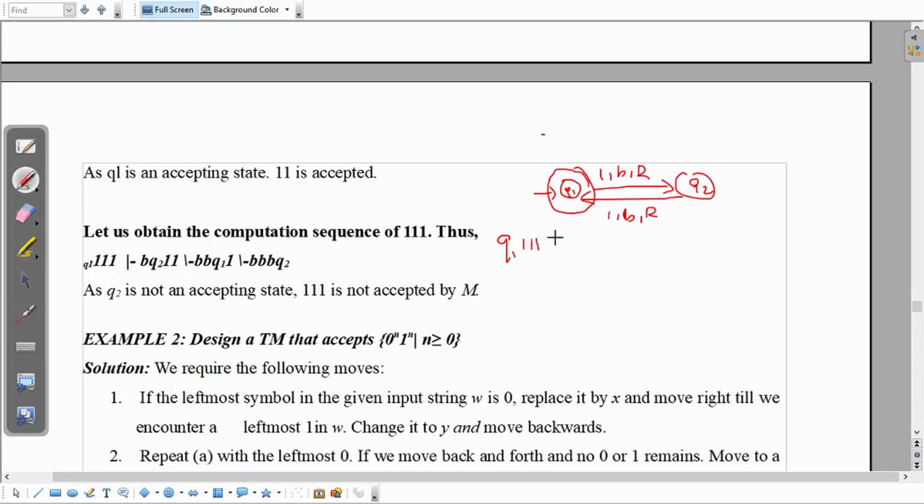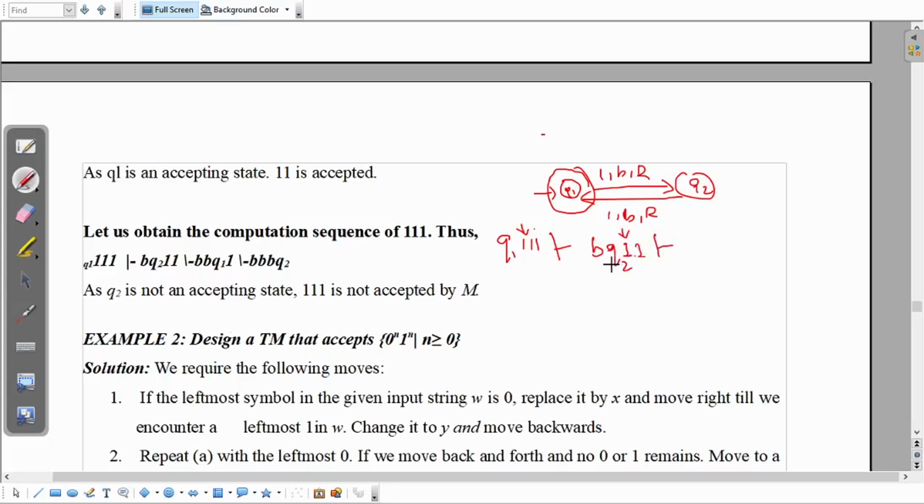So now let's check. Q1 on 1. The read write head is here. Q1 on 1 goes to Q2, so 1 will be replaced by blank and it should take a right move. Right move in the sense that it should point to the next character. So now the read write head will be here, and as I said earlier, Q1 on 1 goes to Q2, so Q2 will be here.